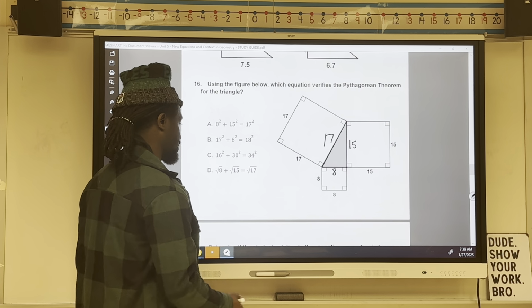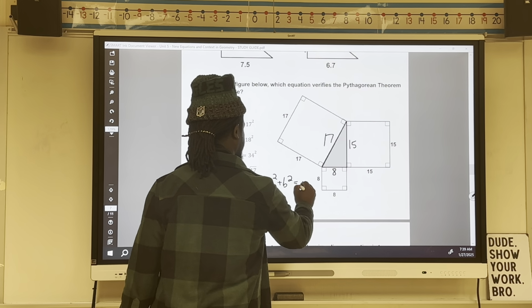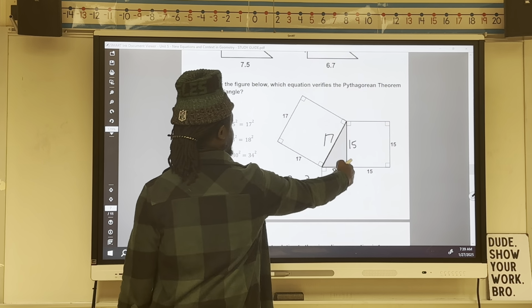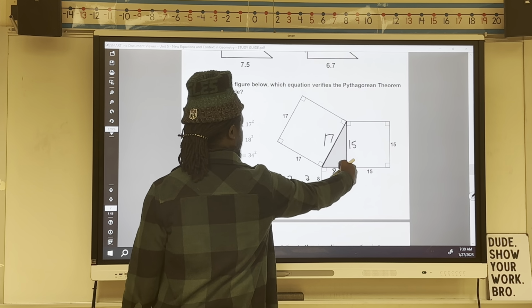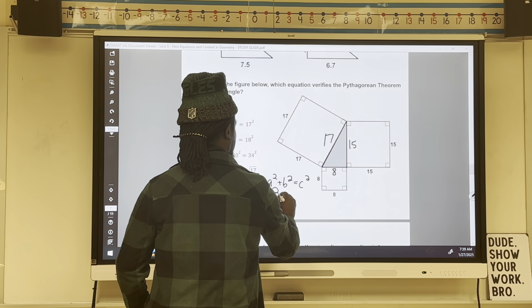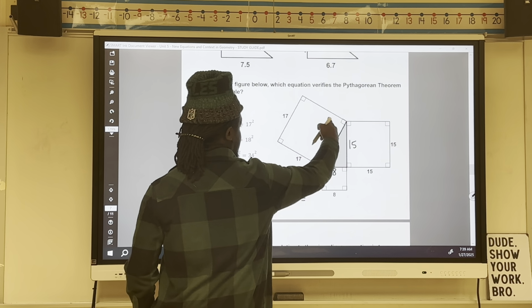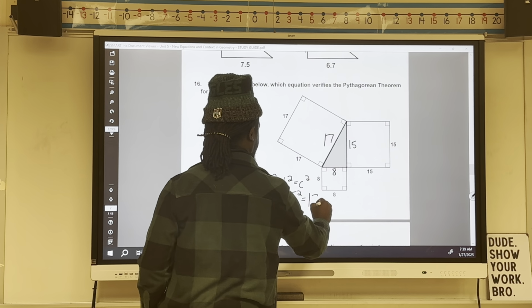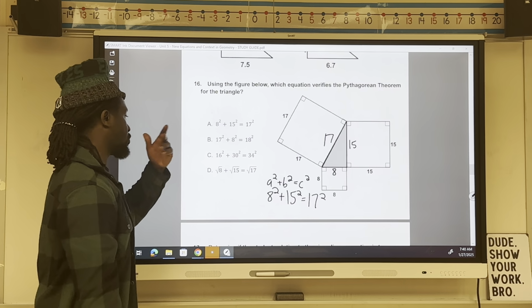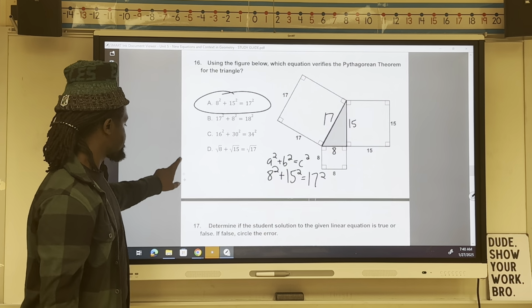Well, Pythagorean theorem, a squared plus b squared equals c squared, right? A and B make the right angle, okay? And so 8 squared plus 15 squared, and then 17 is up. My hypotenuse is the longer side, okay? And then I'm just figuring out which matches that. And the answer would be A, all right?